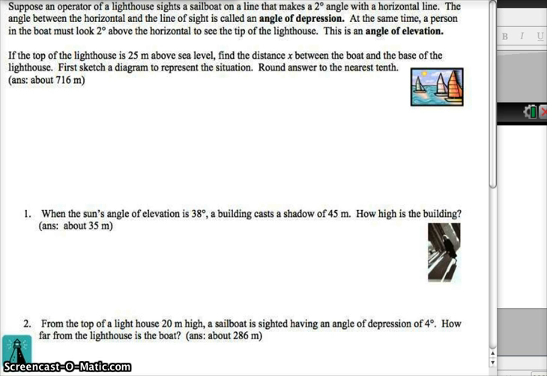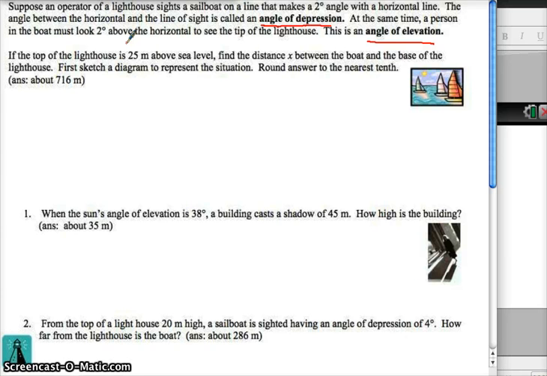information. Now in this section there are two vocabulary words that are introduced, two new ones, and they are angle of depression and angle of elevation. So let's read and see what they are. It says, suppose an operator of a lighthouse sights a sailboat on a line that makes a 2-degree angle with the horizontal line. The angle between the horizontal and the line of sight is called the angle of depression. At the same time, a person in the boat must look 2 degrees above the horizontal to see the tip of the lighthouse. This is the angle of elevation.